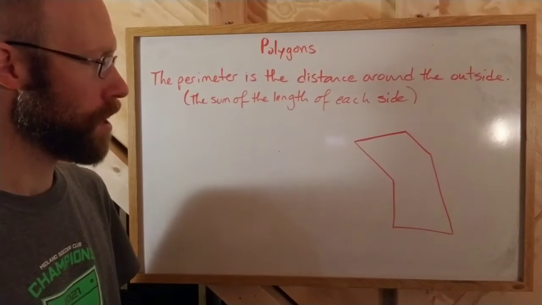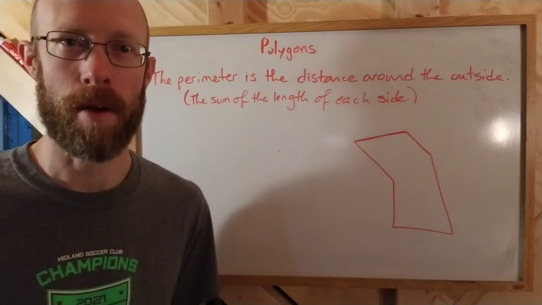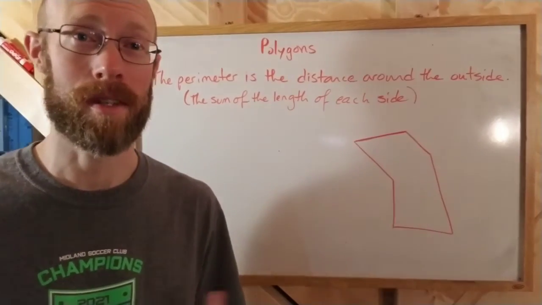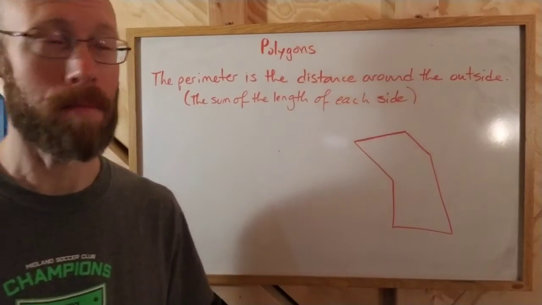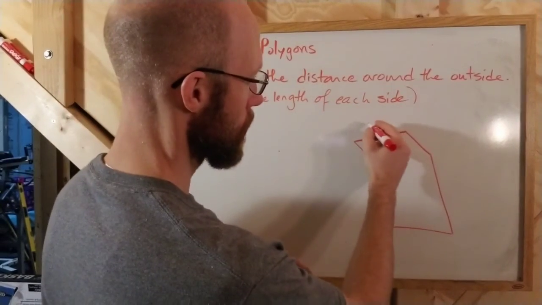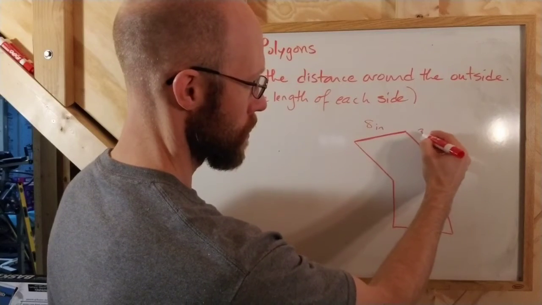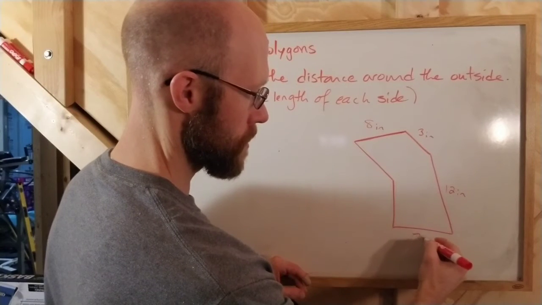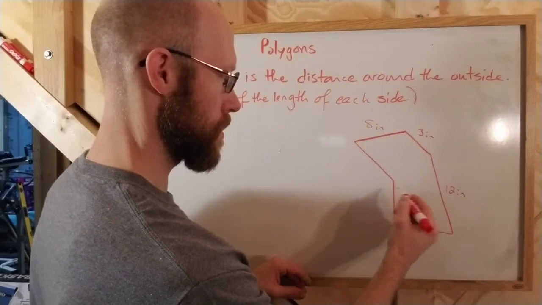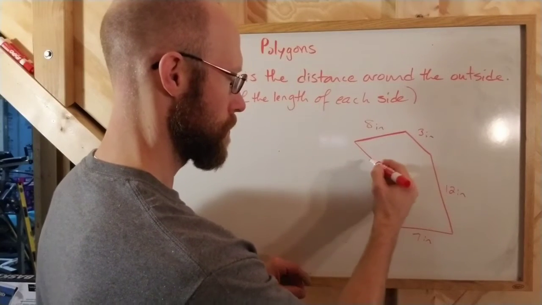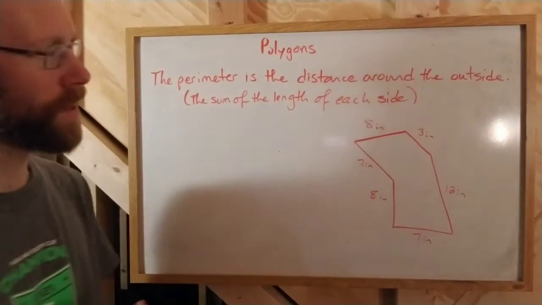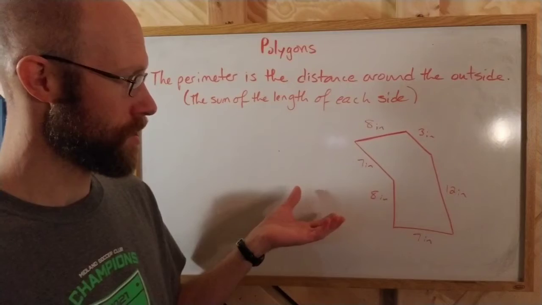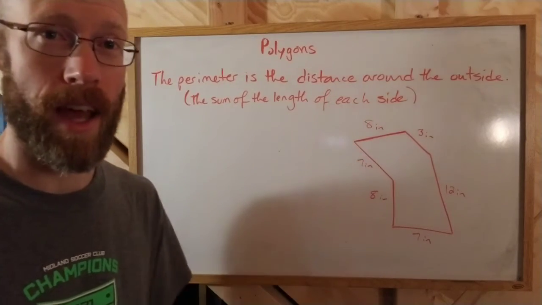Now, some polygons, like this odd-shaped six-sided polygon, there's not really a nice formula or nice trick to doing this. You just have to add them up. You have to know them all and add them up. And so if you had something like 8 inches, 3 inches, 12 inches, and maybe this is 7, and this is, I don't know, I'm throwing some numbers in there, maybe another 8 and another 7. There they are, something like that. And so this is a six-sided figure, so I've got 6 sides to add up.